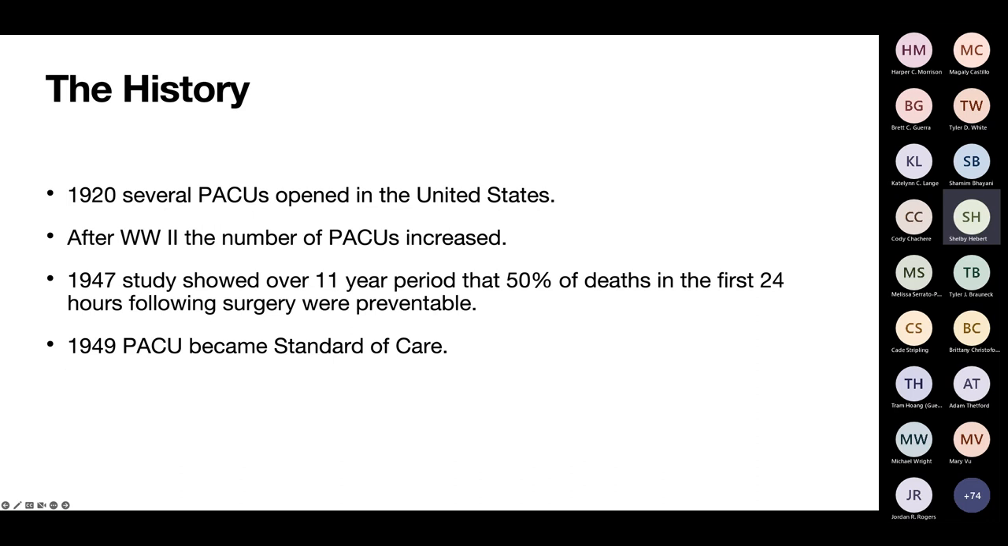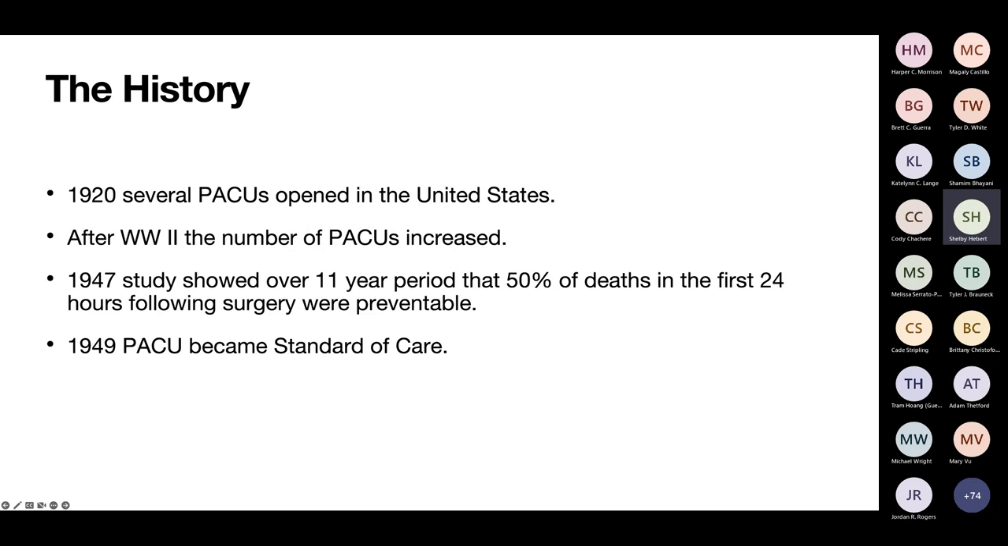All right, so looking back in kind of the history of PACUs, starting in the 20s, we noticed that there was a kind of a high risk and high incidence of postoperative complications in the immediate perioperative period. So what would happen is they started developing specialized units to take care of those patients and called them post-anesthesia care units. So they started in the 20s. After World War II, the number of PACUs increased. The other thing you saw was the surgical volume started to go up.